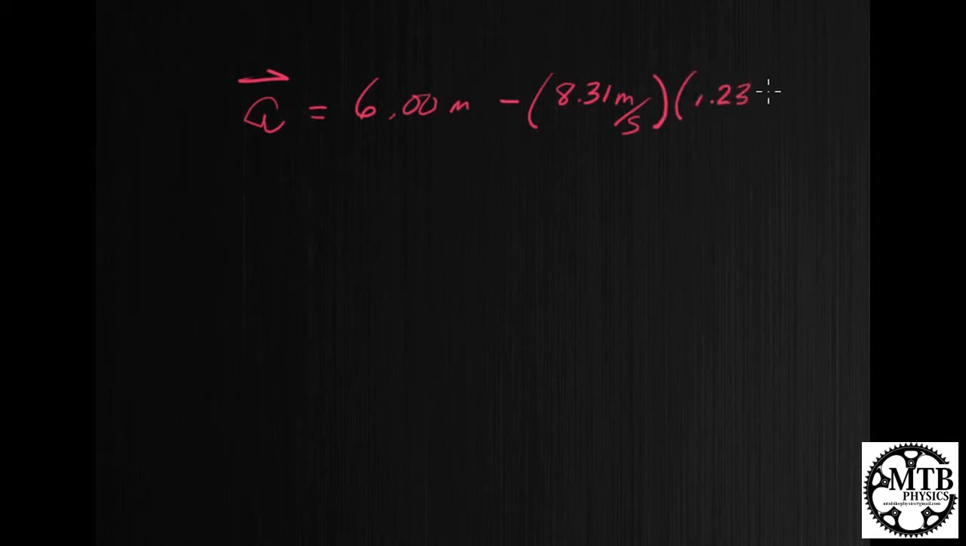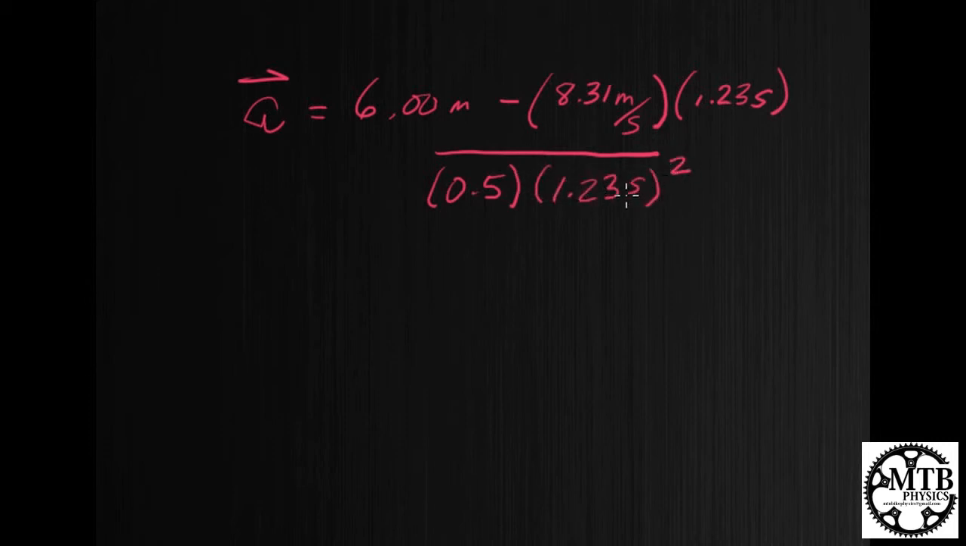Let's go ahead and plug in our values, solve for acceleration. 6 meters minus our initial velocity of 8.31 meters per second times 1.23 seconds, divided by 0.5 times 1.23 seconds squared. Our acceleration, negative 5.58 meters per second squared.